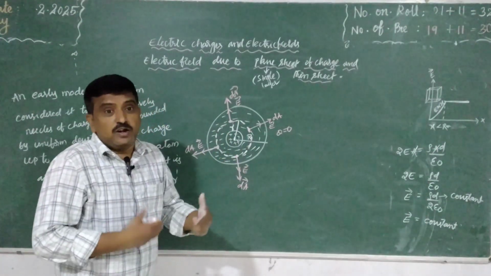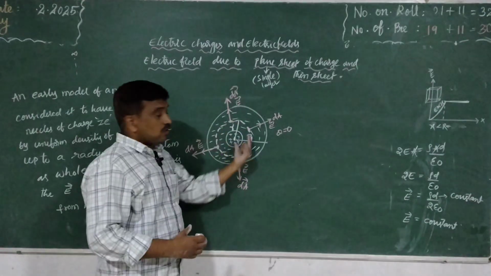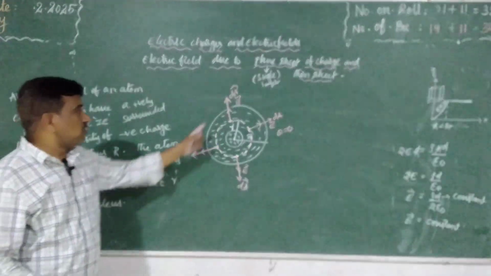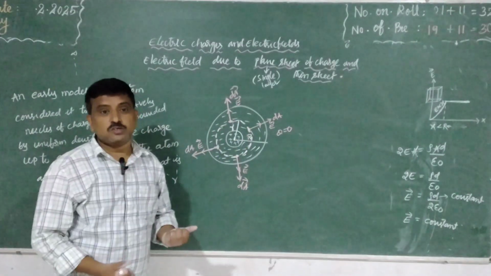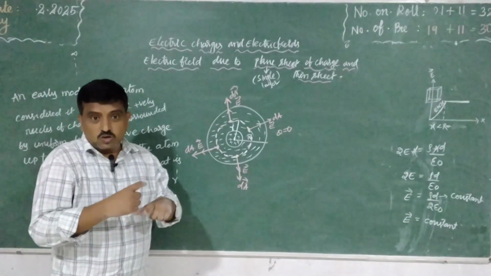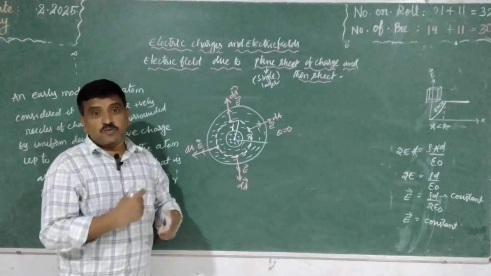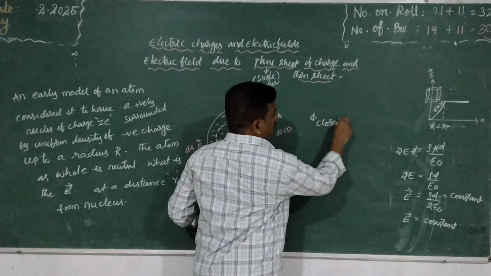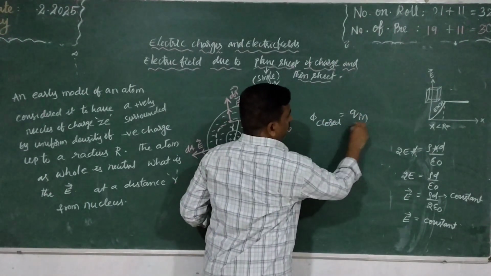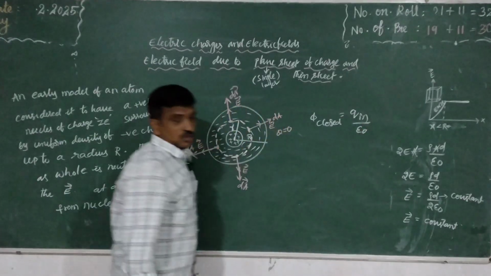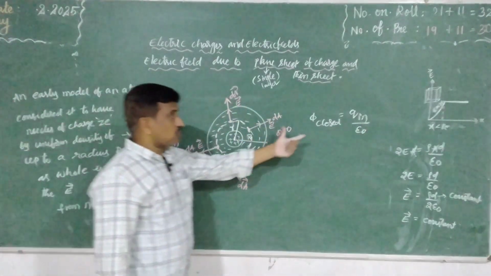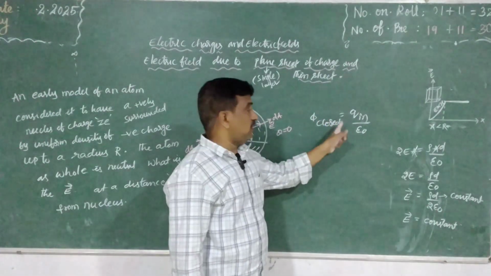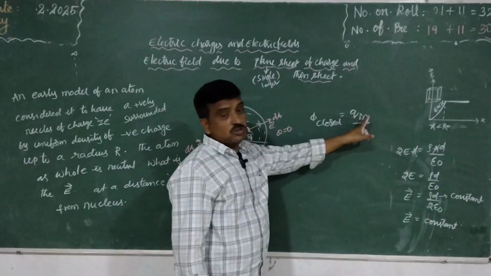For finding the electric field due to this early model of an atom, we use the Gaussian surface, a spherical Gaussian sphere. Using this, we apply Gauss law: phi closed equals q inside by epsilon naught. This is Gauss law. That is, the net flux through a closed surface is 1 by epsilon naught times the charge inside the surface.